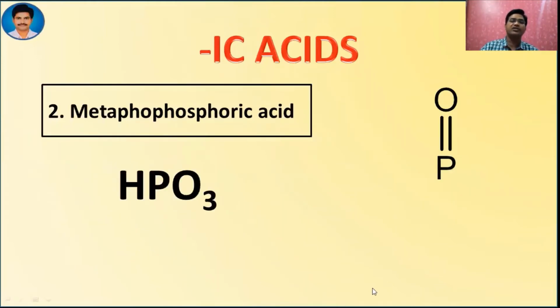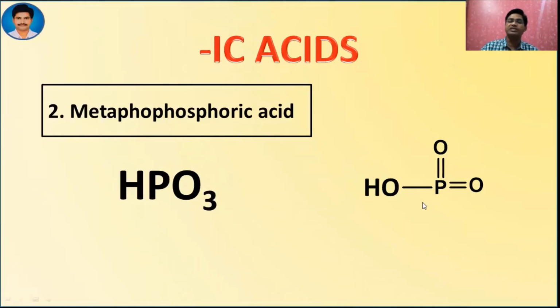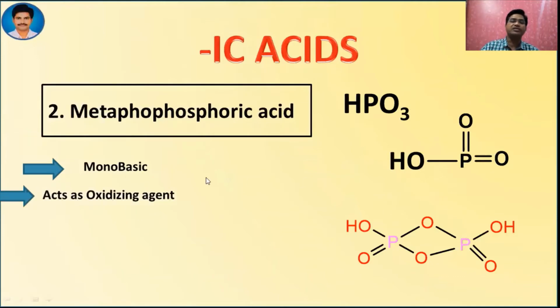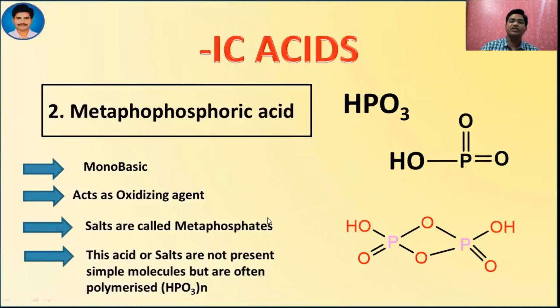Now let us see another one, metaphosphoric acid. This is the only exception in our regular structure. Here the basic unit P double bond O is there, but instead of 3 bonds it has only 2 bonds like this. And for the remaining, we write the oxygen. P double bond O, 2 oxygens with the double bond, and only 1 OH. That's why it is a monobasic acid. It acts as an oxidizing agent.